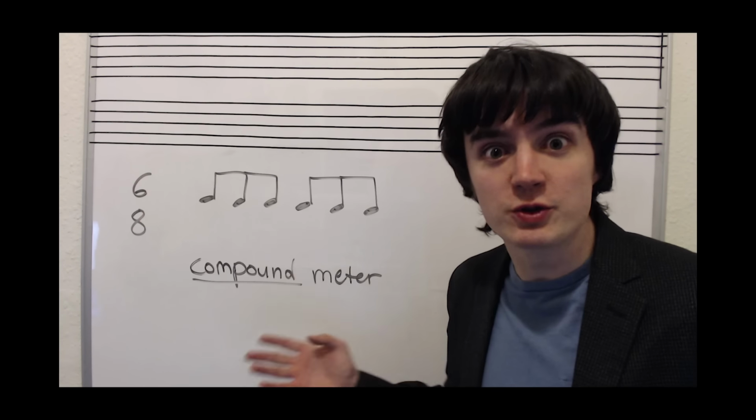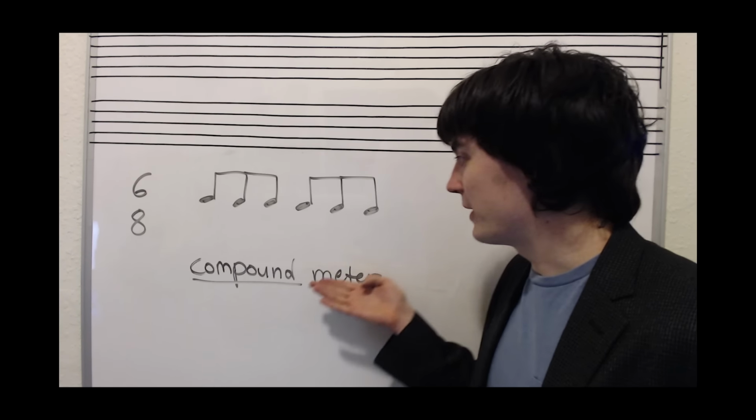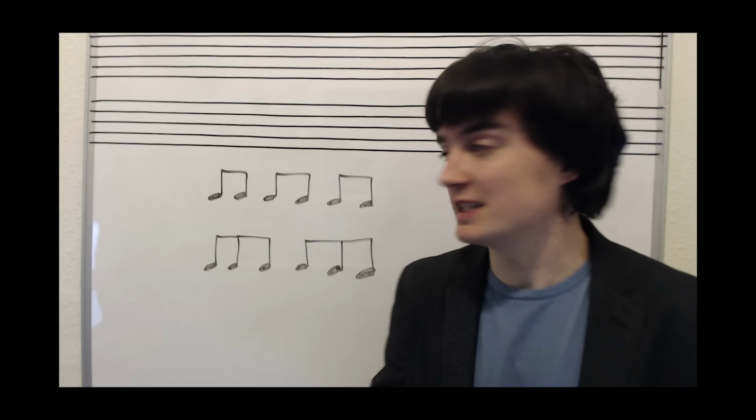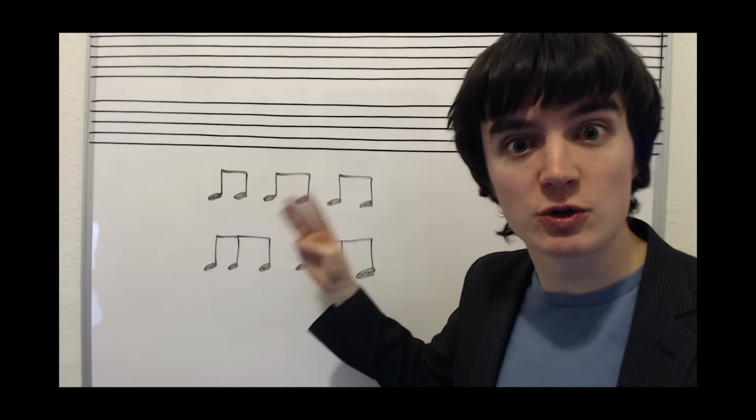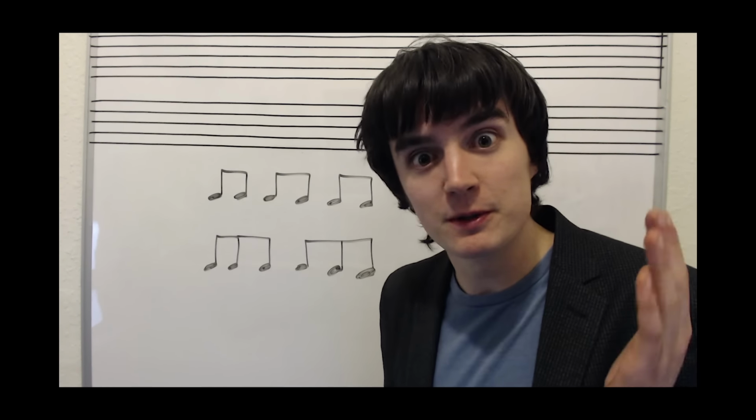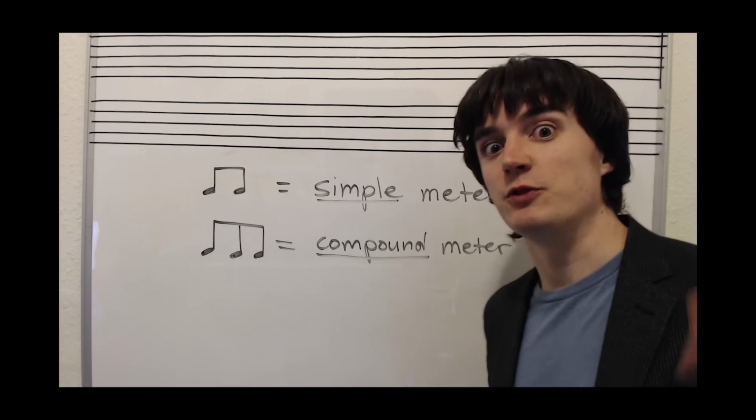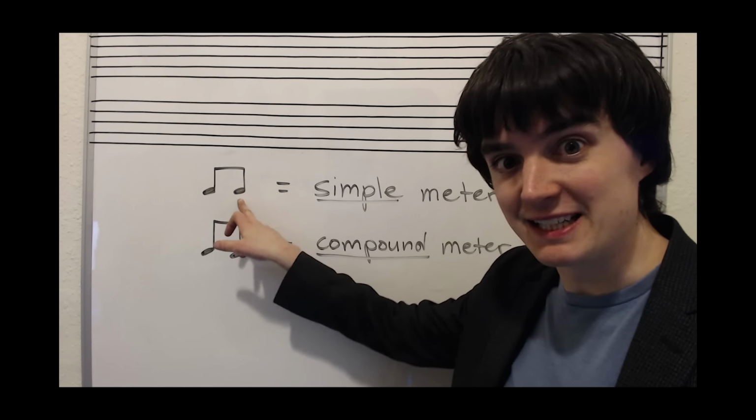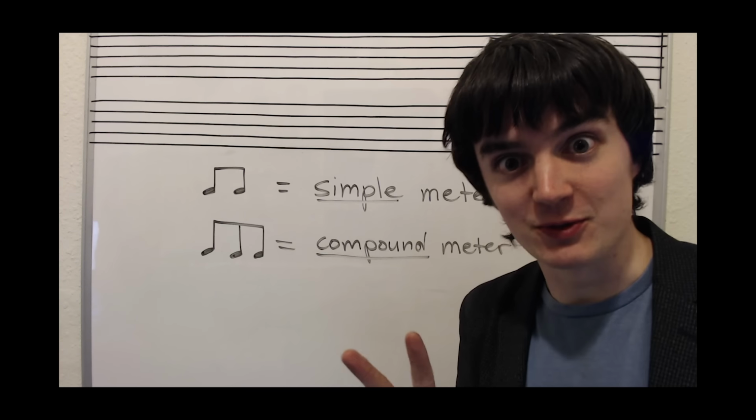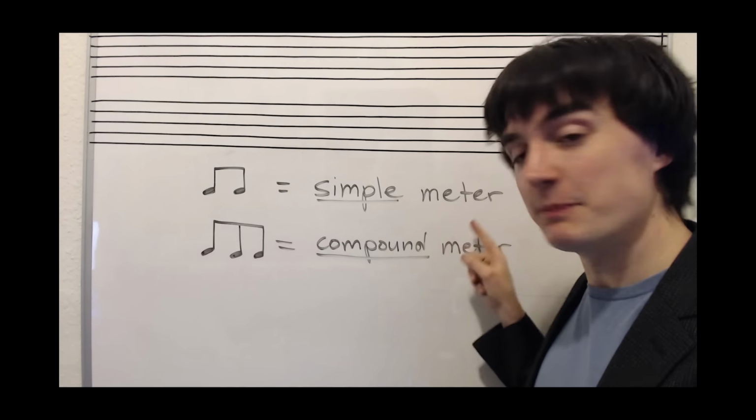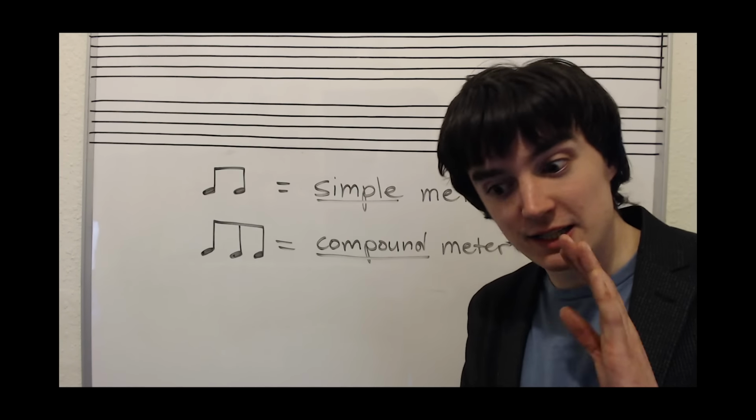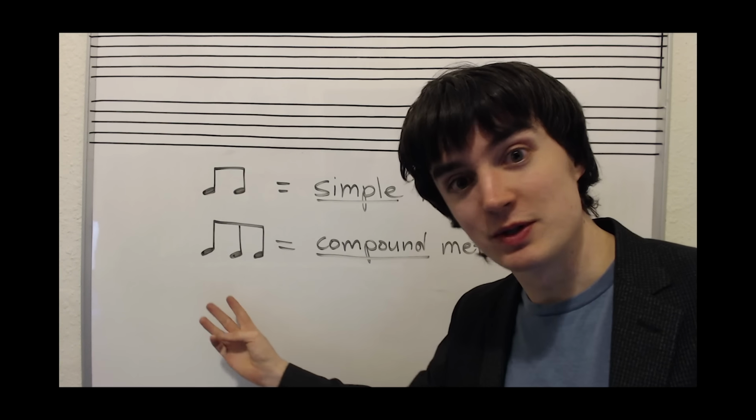When you group the notes by groups of 3, it's compound meter. When you divide up the beats into groups of 2 instead of groups of 3, it's called simple meter. Another way to say it is if you subdivide the beat into 2 eighth notes or any subdivision, simple meter. If you subdivide the beat into 3 notes, compound meter.